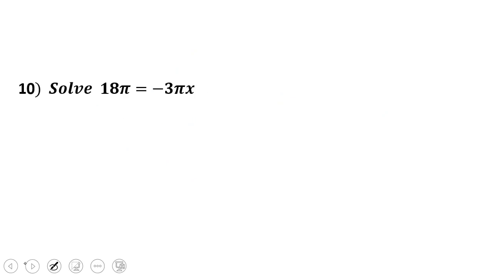Here we go. 18 pi is equal to a negative 3 pi x. 18 pi equaling a negative 3 pi x. So I want to isolate my variable. So you got to decide, well, what's my variable? Is it pi or is it x? Well, it's always x, because pi does represent a number. You should know that that is 3.14. It is a value that is represented by a symbol, and so that is not a variable.